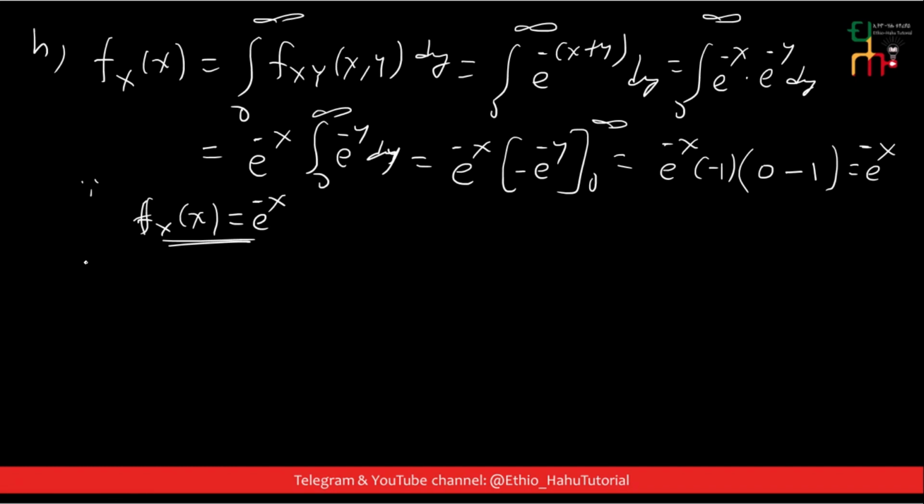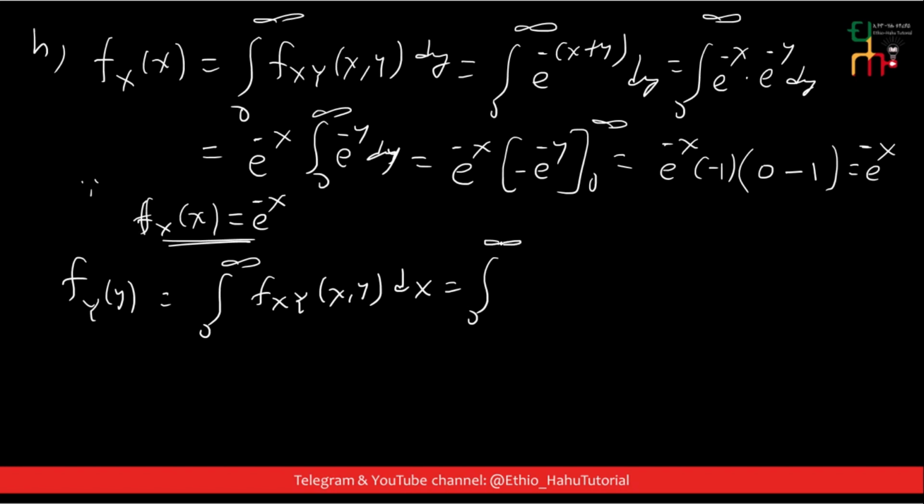The marginal probability density function of y is the integral from 0 to positive infinity of f_XY of x, y dx. In this case we integrate with respect to x. This is the integral from 0 to positive infinity of e to the power of minus x times e to the power of minus y dx. Now, with respect to x, e to the power of minus y is a constant, so it comes outside, and we have the integral of e to the power of minus x dx from 0 to positive infinity.